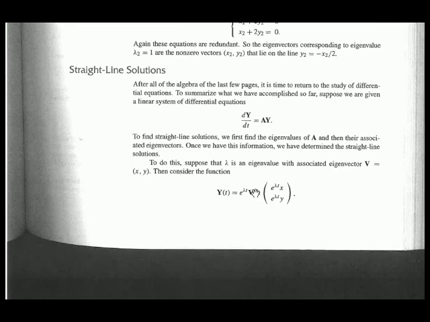And once you have your eigenvector and your eigenvalue, the solution, they call it a straight line solution, we'll see why, is e to the lambda t times the vector (x, y), the eigenvector. So eigenvector, eigenvalue, you get one solution. Other eigenvalue, corresponding eigenvector, that's the other solution. The general solution is a linear combination of those.